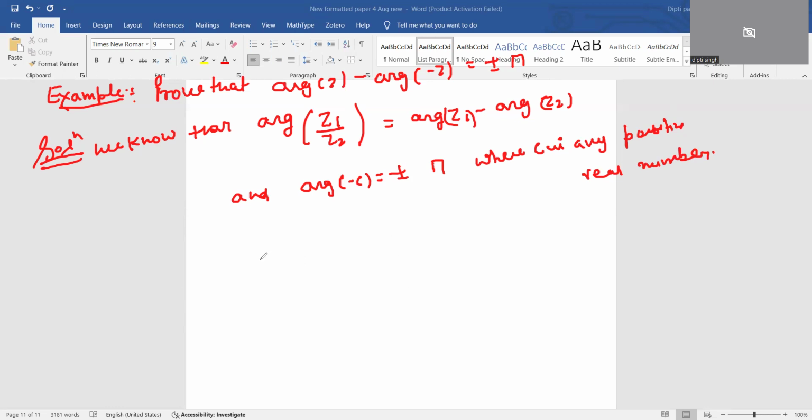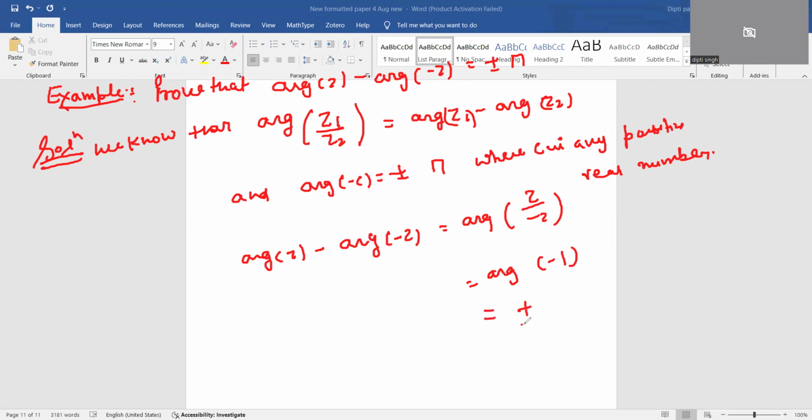So in this view, we get argument of z minus argument of minus z will be argument of z upon minus z. So this is argument of minus 1, and we know that the argument of a negative real number is plus minus pi. So hence we prove that argument of z minus argument of minus z will be plus minus pi. So this is the answer. Now we move to next one.